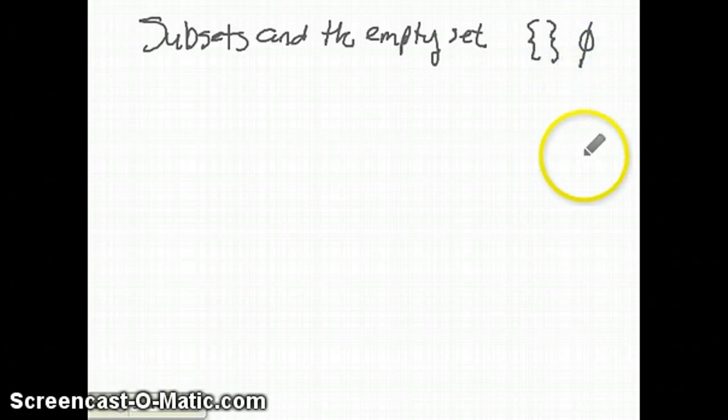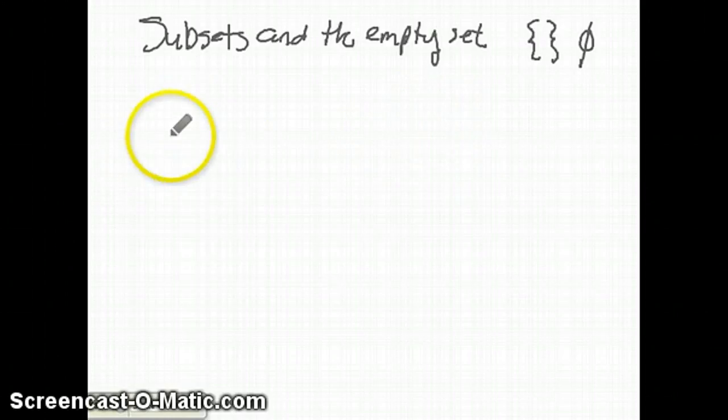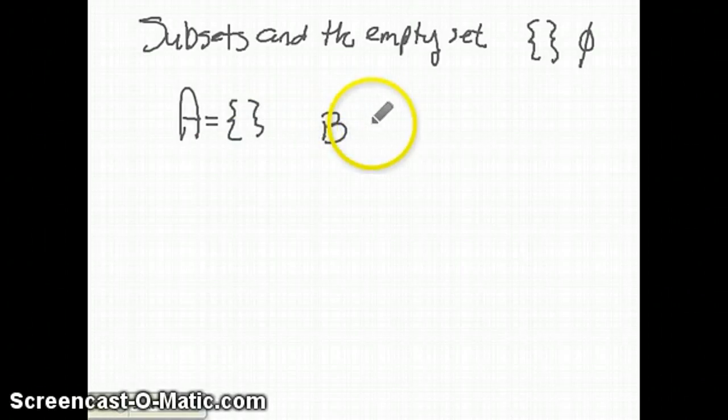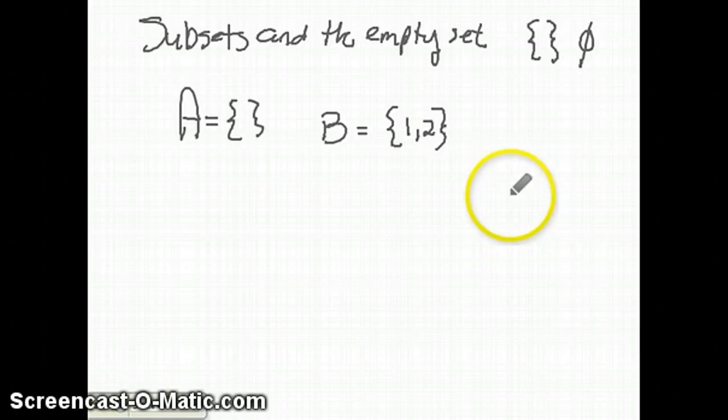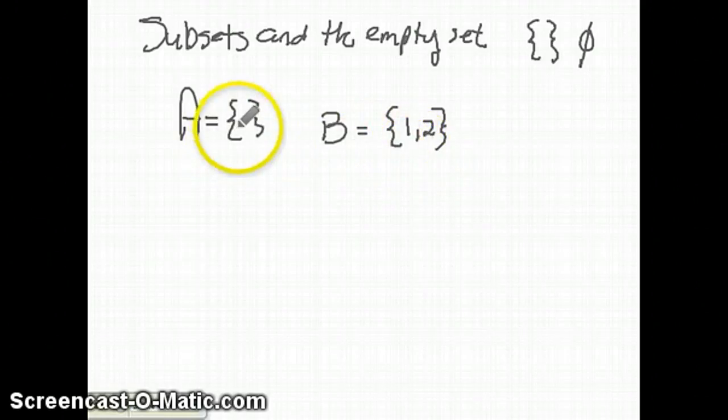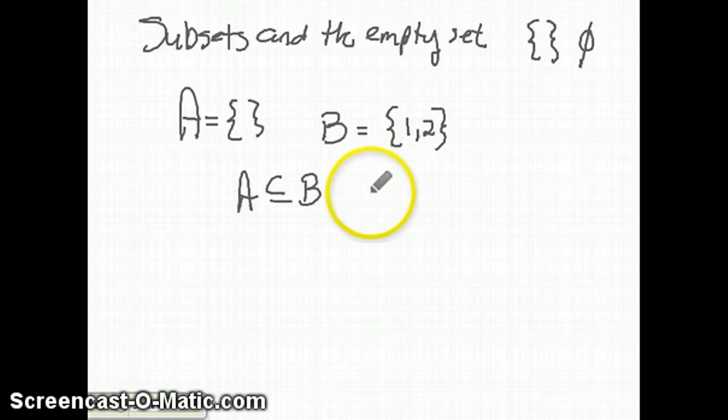All right. Well, let's say A is the empty set, and let's say B has two elements. Let's say 1 and 2, okay? Well, now, is A a subset of B? Well, since no elements in A are not in B, right? No elements in A are not in B, we could say yes. So try to remember this. I don't want you to really memorize it. The empty set is a subset of every other set except itself.